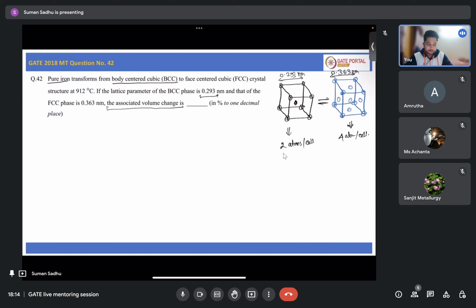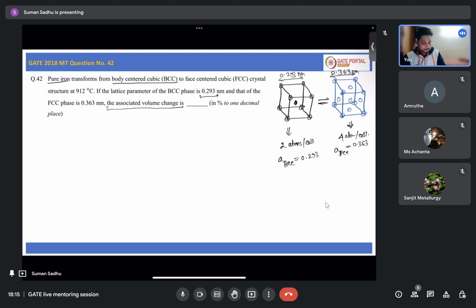So now you have all the information, like the lattice parameter for BCC. It's a cubic unit cell, so the volume of any cube is the lattice parameter raised to the power 3. And then since the number of atoms are different, we need to equalize them. So we will divide by the effective number of atoms and then we can compare. Yes, exactly. You are right.